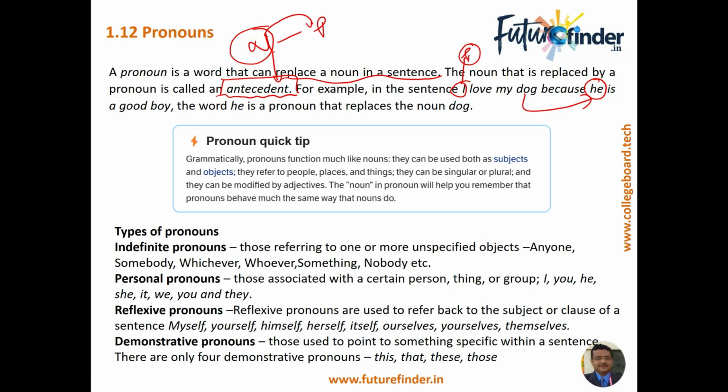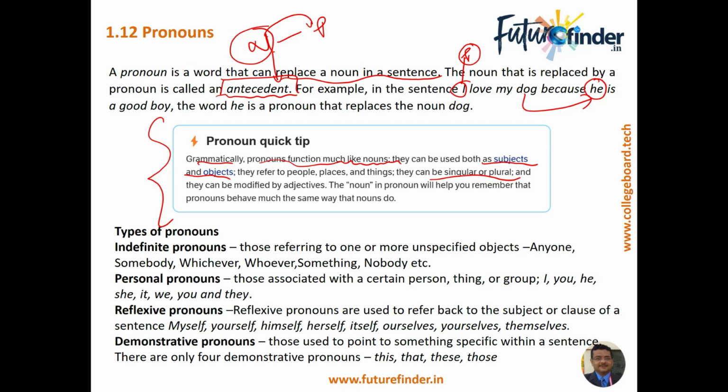And pronouns function exactly like nouns, except that they have got one additional property compared to that of the noun. So a quick tip of grammar: grammatically, pronouns function like the noun. They can work as subjects and objects like what happens with a noun, and they can take up singular or plural forms, etc. Right? Now we go quickly to the types of pronoun.